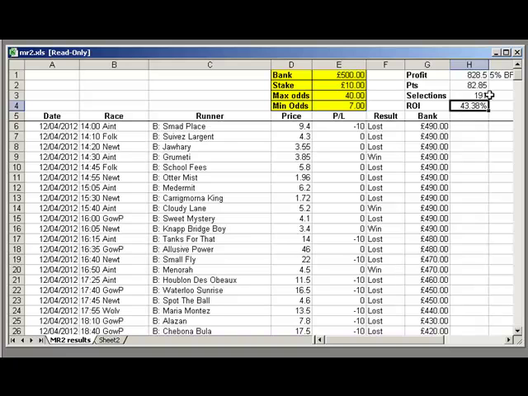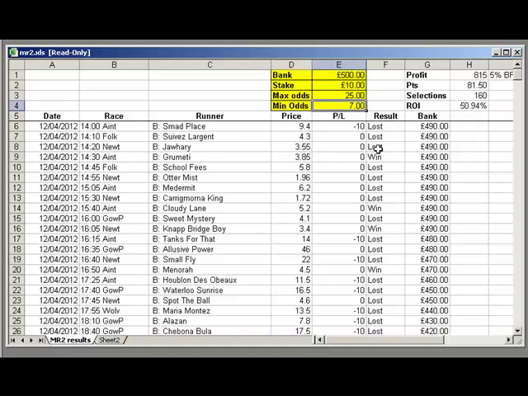But what we want to do is keep on trying to find the maximum profit from the minimum amount of selections, as I said. So what I want you to do is just drop the maximum odds down to 25. Okay, so we go like that. Now, as we can see, the number of selections has dropped to 160, and our points profit has dropped slightly as well. But our return on investment is now 50.94%.